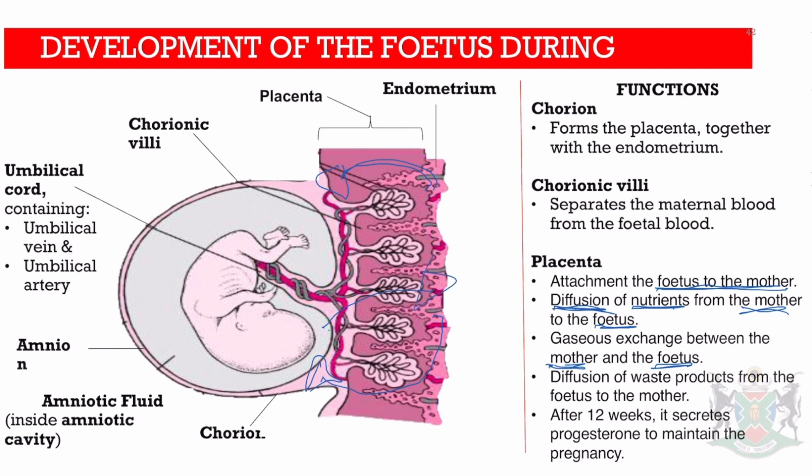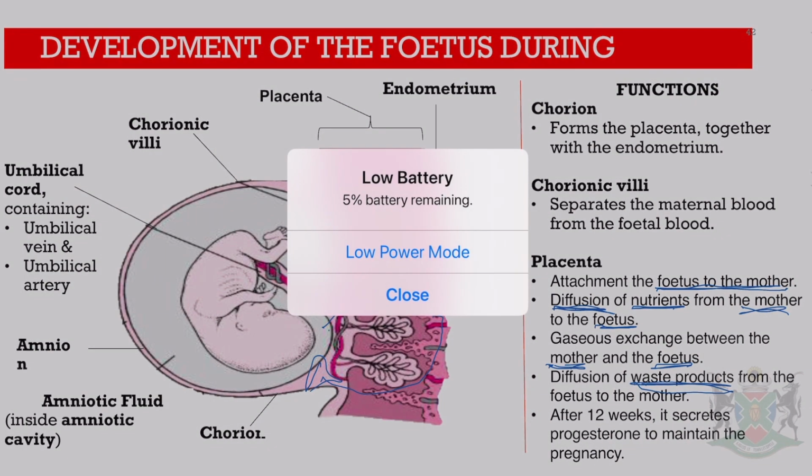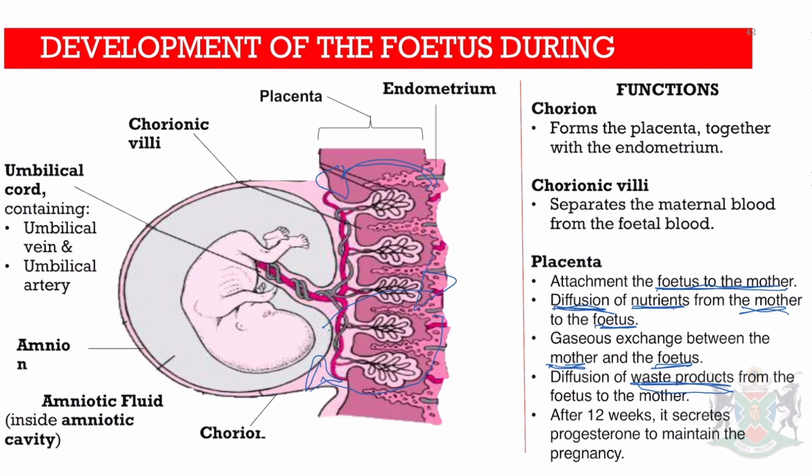So it's a gaseous exchange surface. Diffusion of waste products from the fetus to the mother. Remember, the fetus also produces nitrogenous waste. Since the fetus cannot excrete, his or her excretion system is not working yet. It depends on the mother for that. So the nitrogenous or metabolic waste diffuses from the fetal blood to the maternal blood, and then the mother will excrete that for him or her.